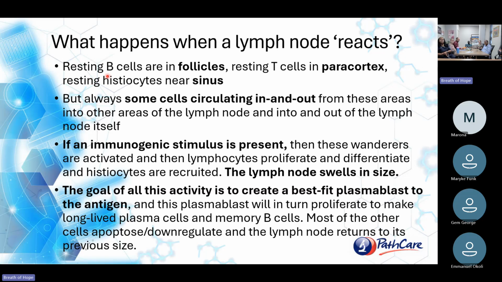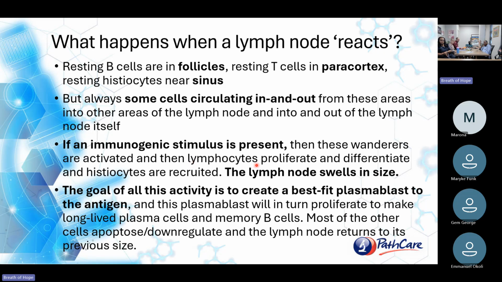As I said, you have the resting B cells in the follicles, you have resting T cells in the paracortex, and you have the macrophages and the sinuses. And as I mentioned, cells are constantly circulating in and out of these areas. So these are predominantly B cells, but not exclusively B cells, and the same for the other areas. When there's an immunogenic stimulus, those cells that are wandering about get activated, and that causes a chain reaction, which we'll look at in the next slide.